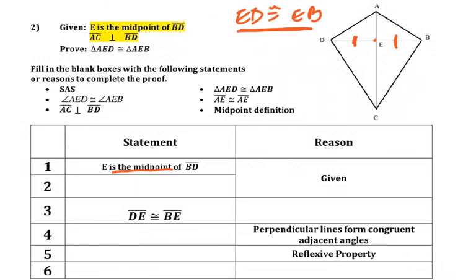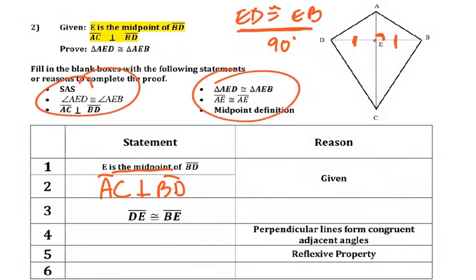Okay, the next thing it tells me in the givens is that AC is perpendicular to BD, so that means it's 90 degrees, okay? That's what that means. So I'm going to write in the other given that AC is perpendicular to BD. That's my given. Step 3, and it says fill the blank boxes with the following statements or reasons. So these are my choices for the boxes there.